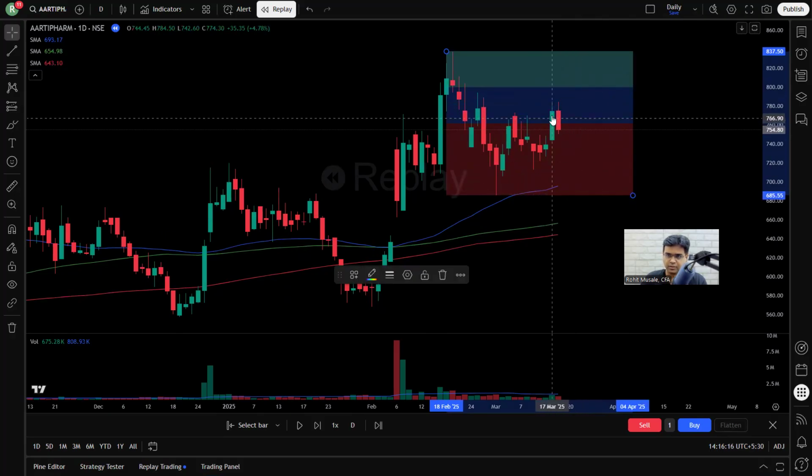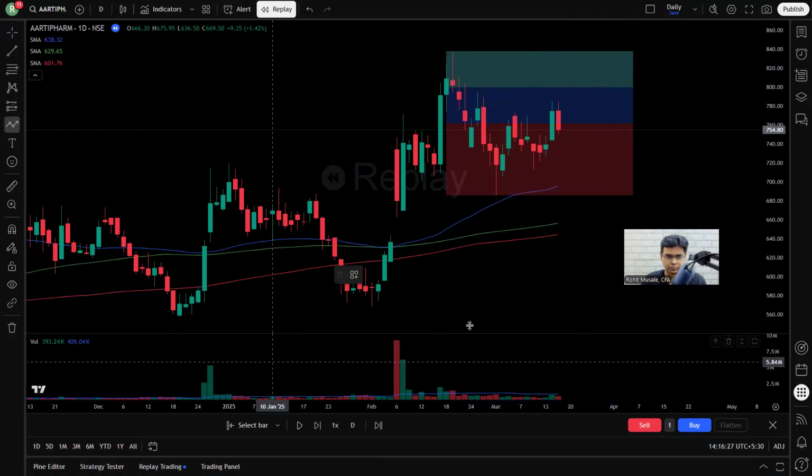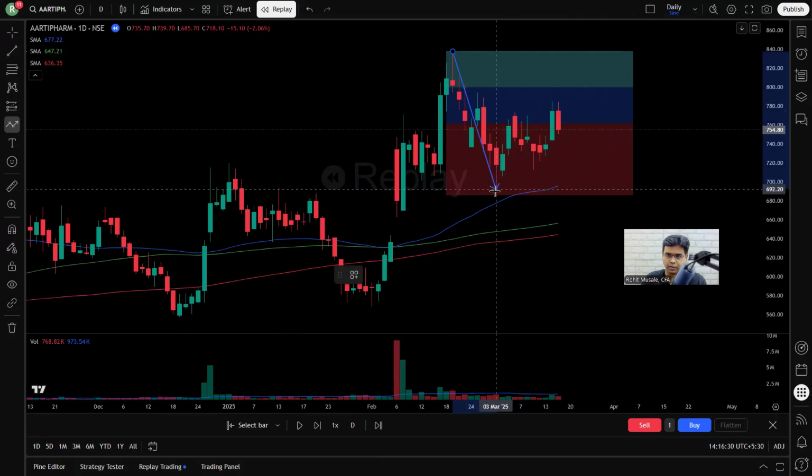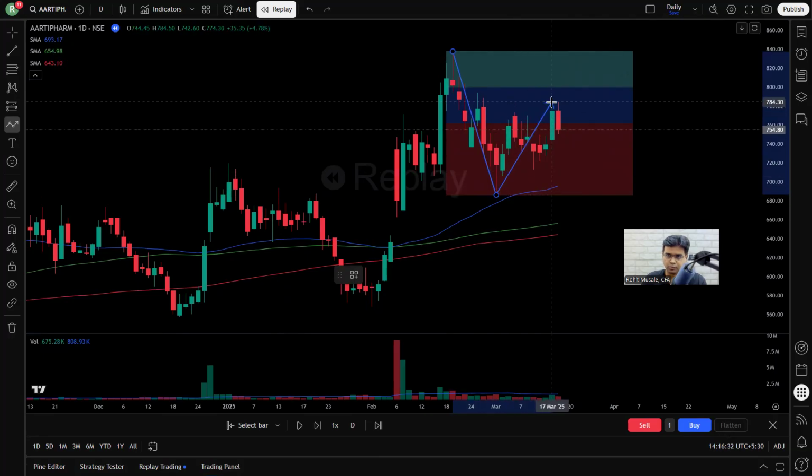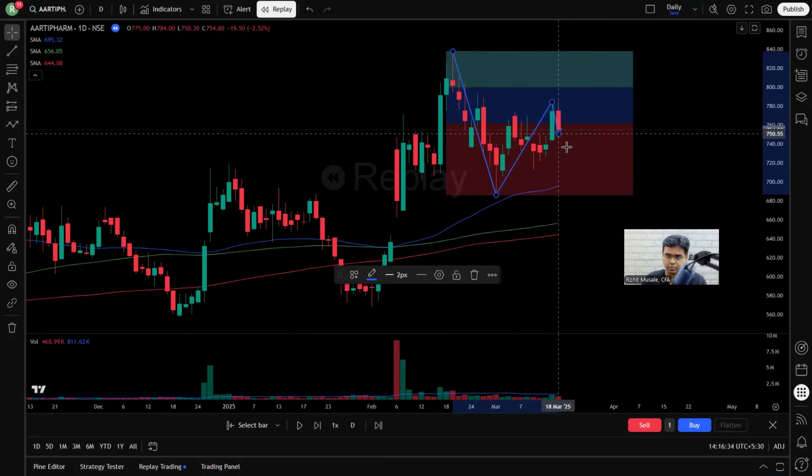So as you can see here, the high of this bar is 784.50. High of this bar is 784. So there are 4 points in the base. Point 1, point 2, point 3, point 4.